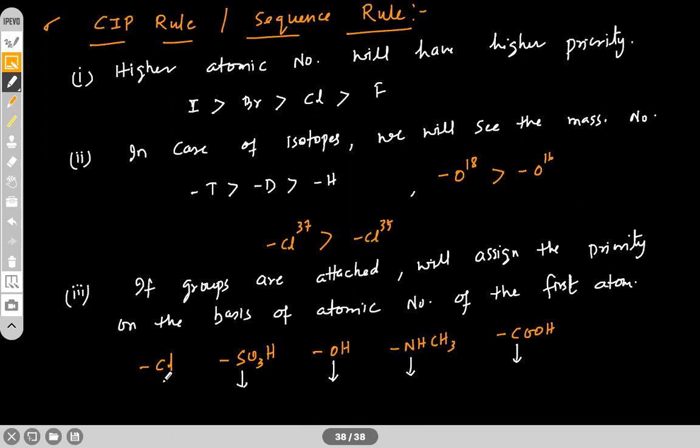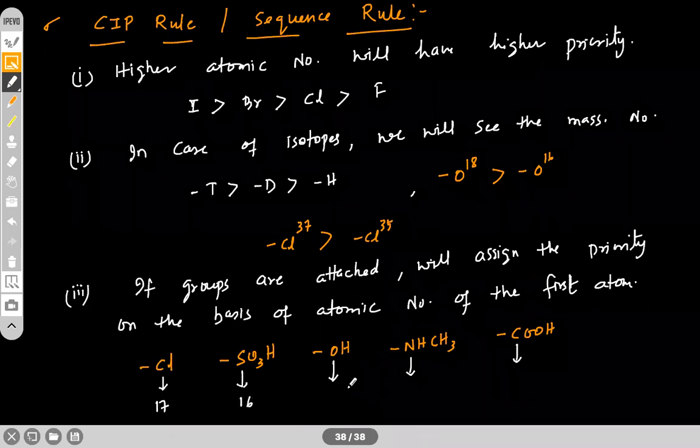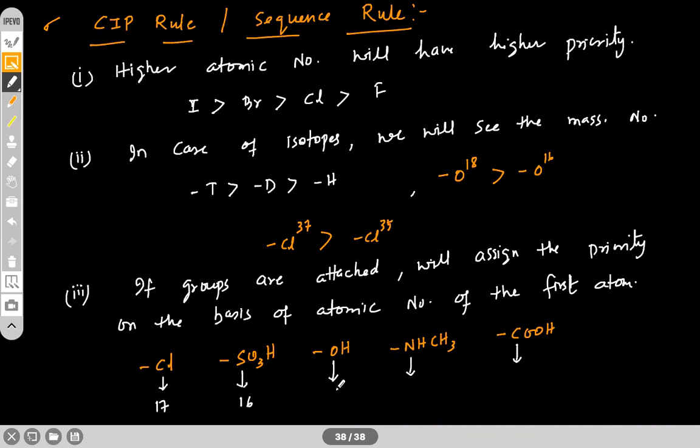So you see the atomic number of chlorine is what? It is 17. Sulfur, it is 16. Oxygen, it is 8, nitrogen 7, and carbon, it is 6. So the priority order would be this. More atomic number, more priority. Correct?